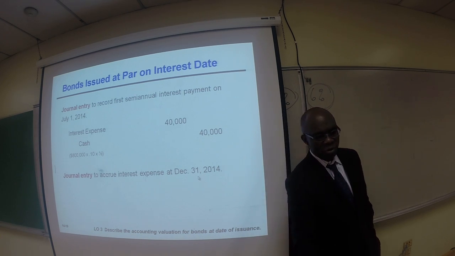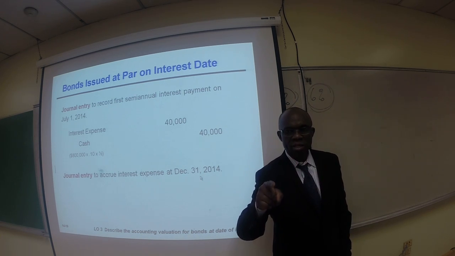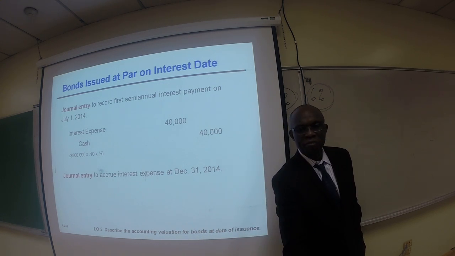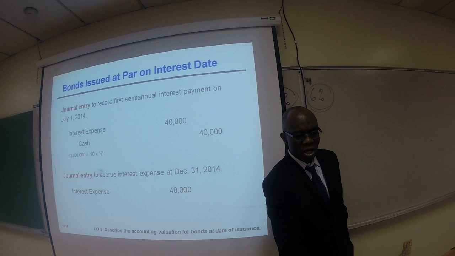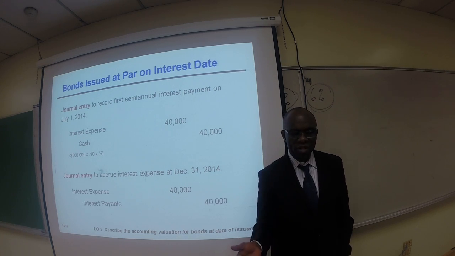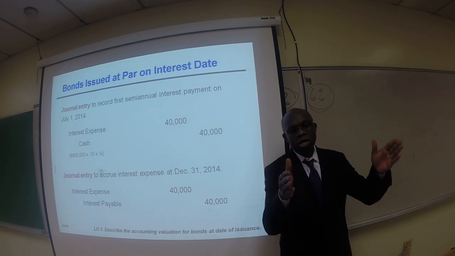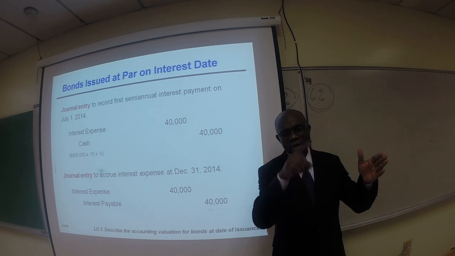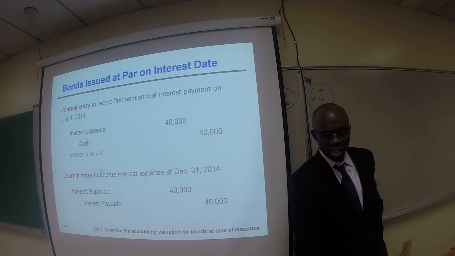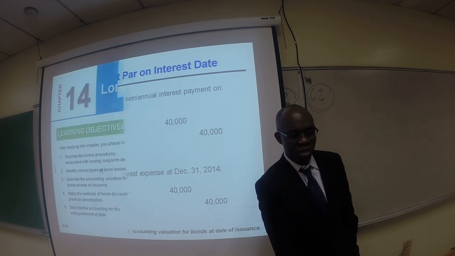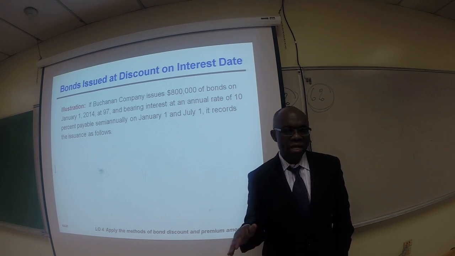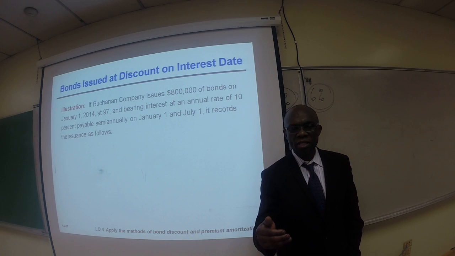So on December 31st, at the end of the year, remember now, the next interest payment is January 1st. So on December 31st, we have to accrue for the other interest. We have $40,000. We have to accrue for interest for the next 6 months, which is due for payment the following day. So we have interest expense of $40,000, interest payable of $40,000. That is very simple, straightforward. That is an example of a bond that is issued at par.